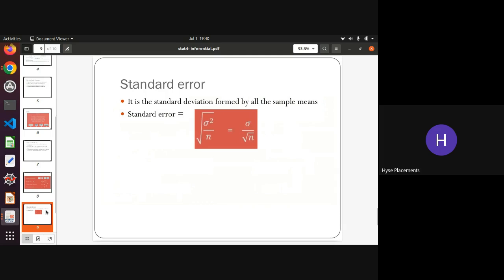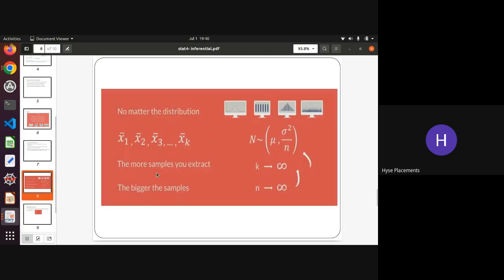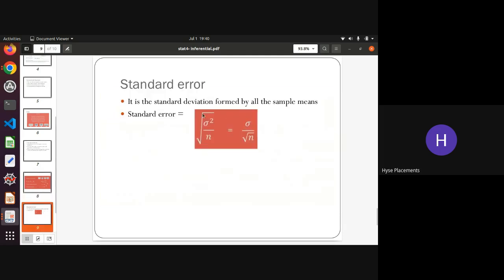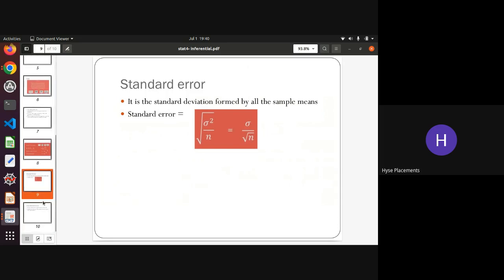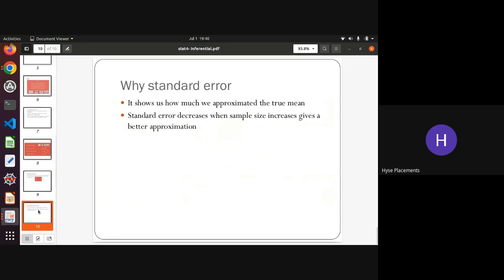Okay, standard error. This sigma square by n is the standard deviation formed by all the sample means. The formula for standard error is the square root of sigma square by n, which equals sigma by root n. So this is the formula. We'll see why standard error matters. It shows us how much we approximated the true mean, right?